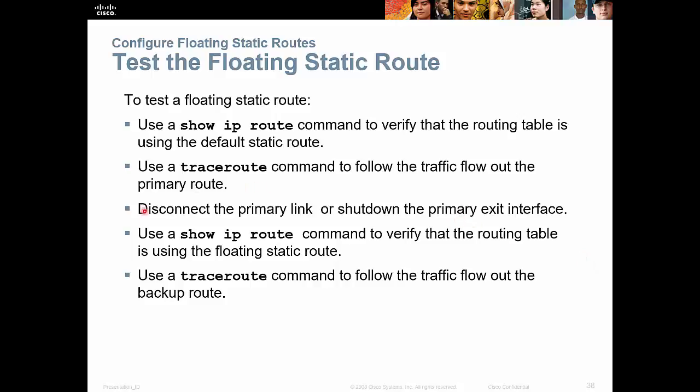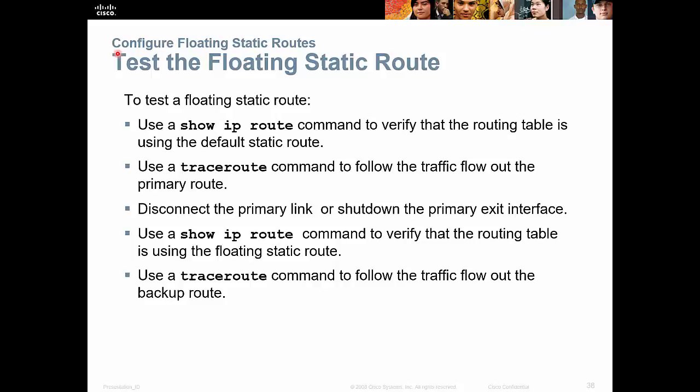The last slide, to test the floating static route, we can use a few different commands. We can use a show ip route command to verify that the table is using the default static route. We can use a traceroute command to follow the traffic flow of the primary route. So again, if you do the traceroute command, it sends a series of probes and it'll actually output on your screen what all the hops taken were. So it'll actually show you every router that the packet goes through.